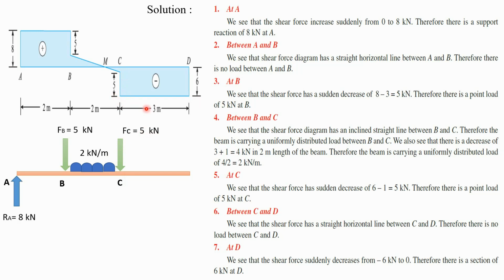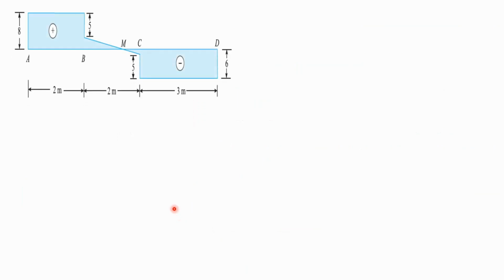Then between C to D, the value of shear force remains constant, so there is no loading between C to D. And if you observe at D point, the shear force value is minus 6 kilonewton. From the right hand side, minus 6 means acting in the upward direction, and it has the maximum shear force value. So at D point there is a support, which has support reaction RD equal to 6 kilonewton.